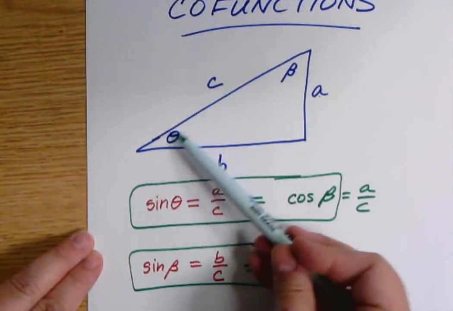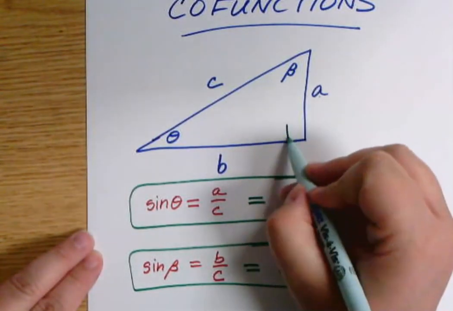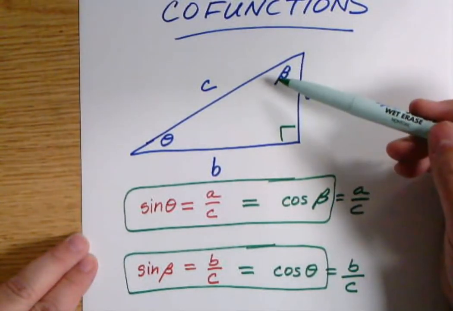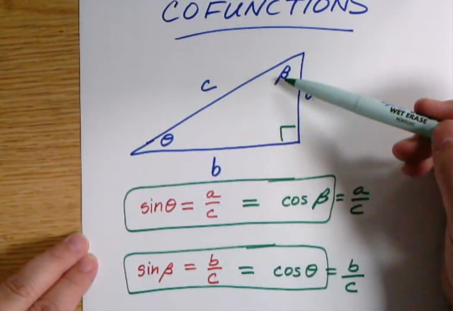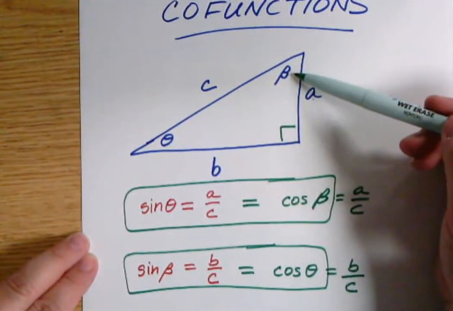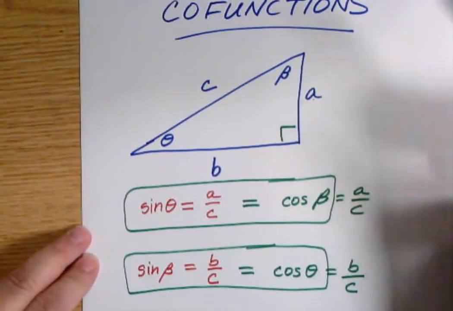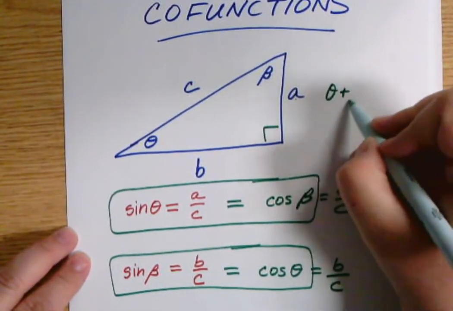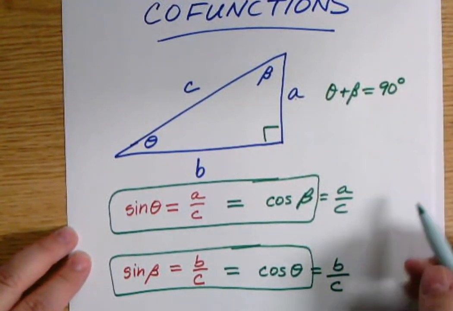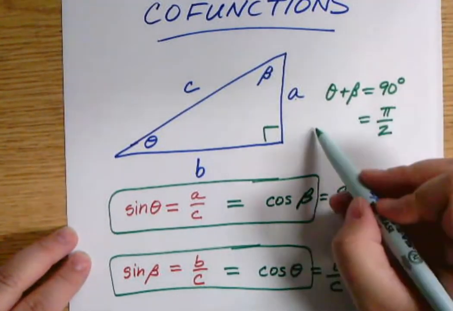Now, what relationship always holds true about these two angles? The two acute angles of a right triangle always add up to 90 degrees. They're always complementary because remember, all three angles would be 180. This is 90, already being used here. 180 minus 90 says that theta plus beta here has to be 90 degrees. Remember that the other way I can say 90 degrees is pi over 2.